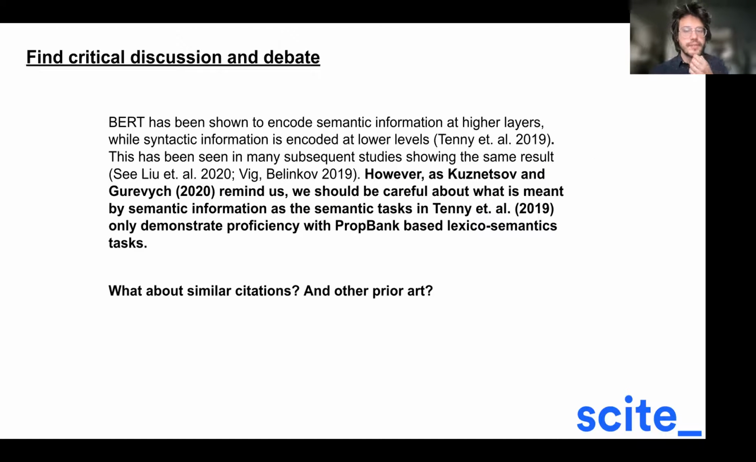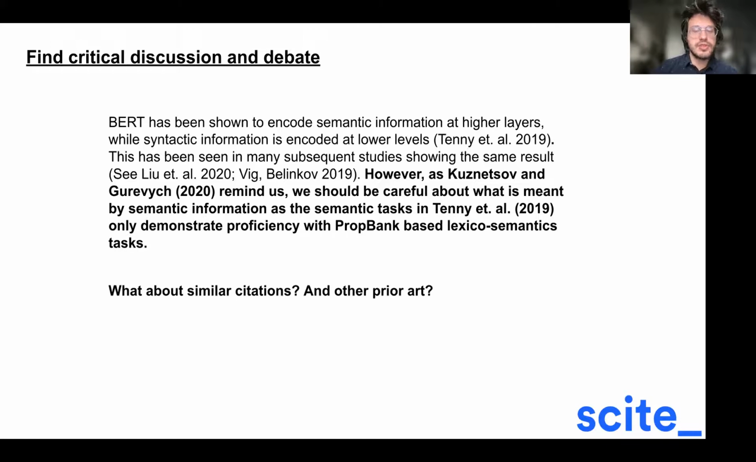And so you can imagine a manuscript situation as a writing situation, and here they're saying, oh, we should be careful about what is meant by semantic information. Tenney et al. only demonstrate proficiency with PropBank based on lexicosemantic tasks, not compositional semantics. And maybe that can spur you on to say, well, we should design an experiment that addresses this, or something like that.